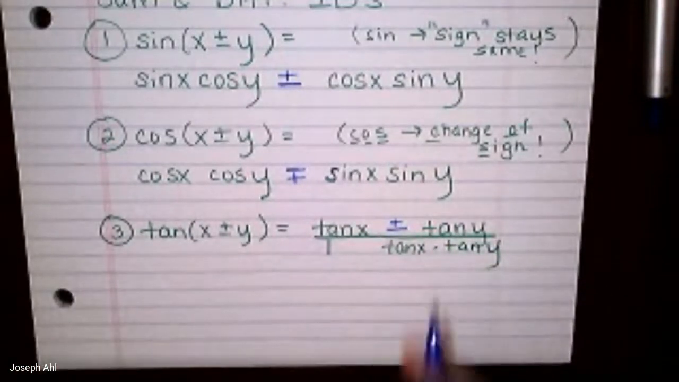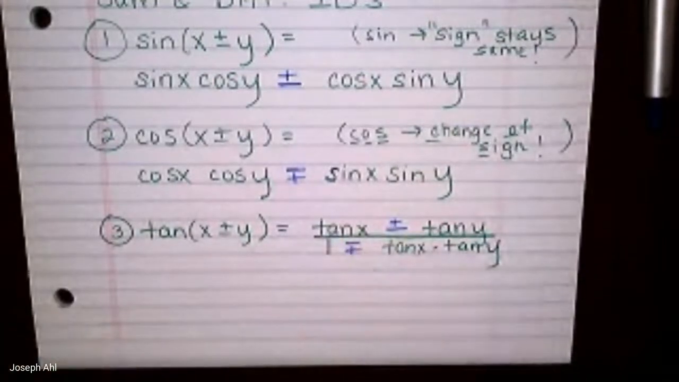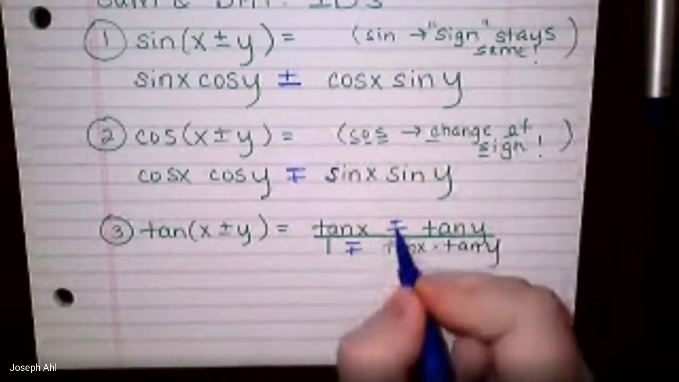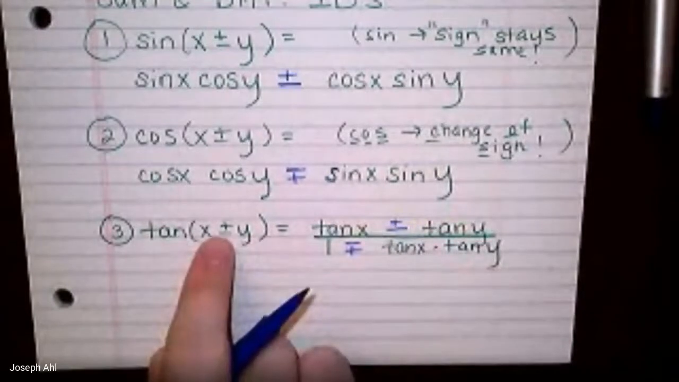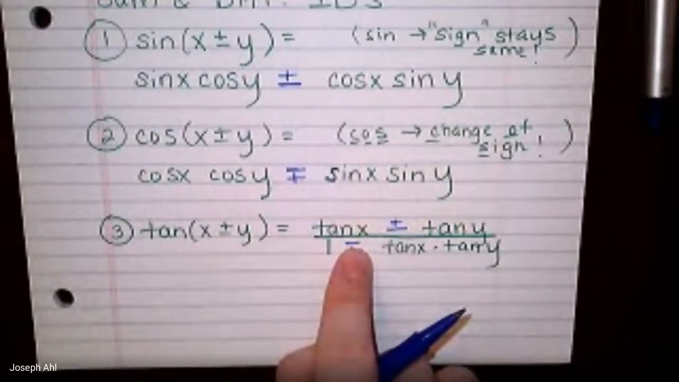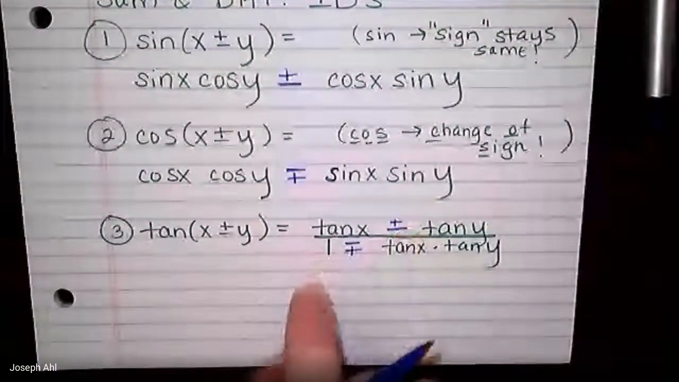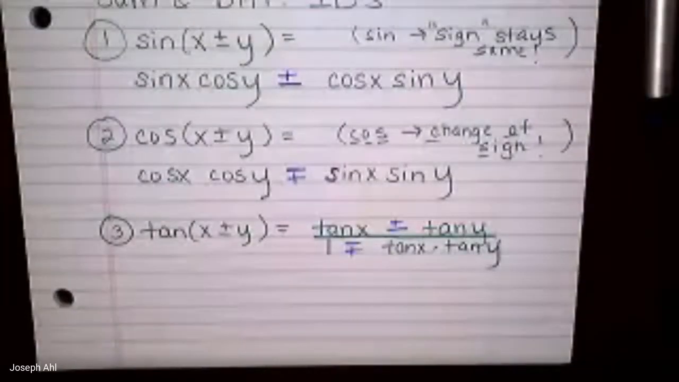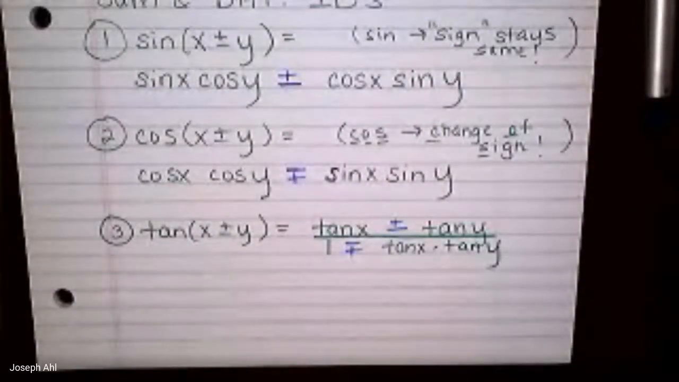And that sign on the bottom is the opposite of whatever went in the numerator. So again, this follows the sign of that, and then the bottom's the opposite of whatever you put up here. So what's the chant for tan finally? Well, you got it. Tan, tan, 1 tan, tan. A little bit different than the sine and cosine chants, but we've got them all.